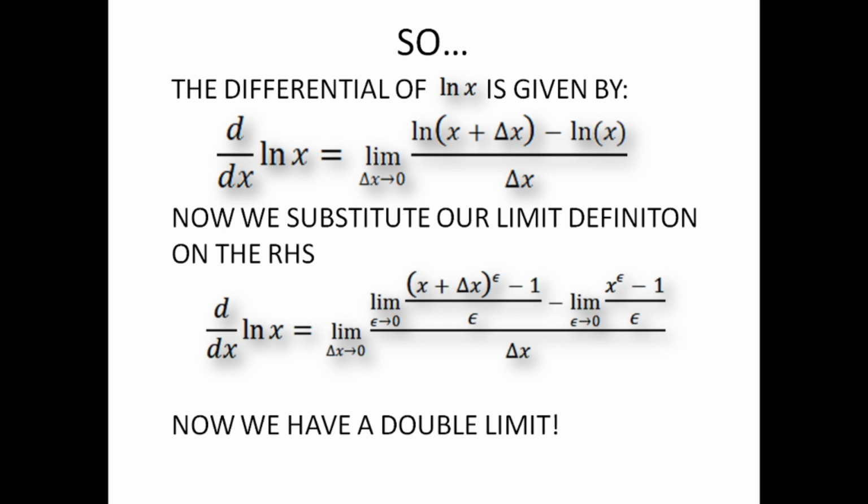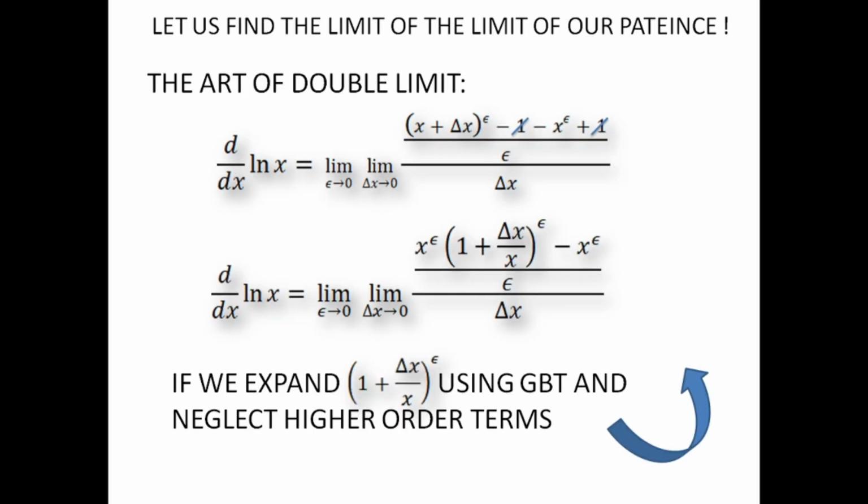Limit delta x goes to 0, limit epsilon goes to 0, x plus delta x power epsilon minus 1 by epsilon, minus limit epsilon goes to 0, x power epsilon minus 1 by epsilon, over delta x. So we are going to find the limit of our functions. Now we are going to do something called playing the double limit, the art of the double limit.